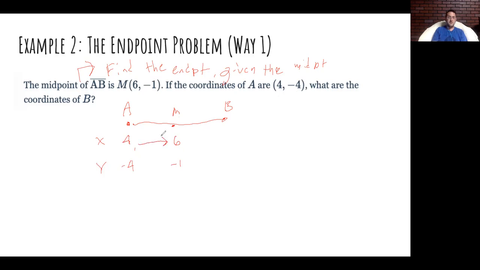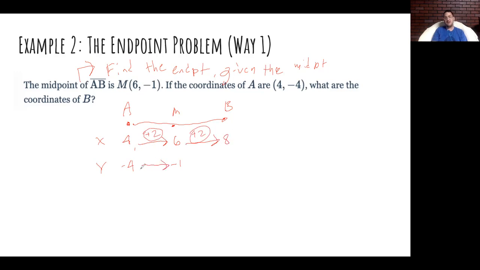So to get from 4 to 6, I ask myself, how do I get from 4 to 6? Well, if I add 2 to 4, I get to 6. So if I travel 2 units to the right, and I'm at the halfway point, that means I have to travel 2 more units. And that gets me to 8 for my x coordinate.